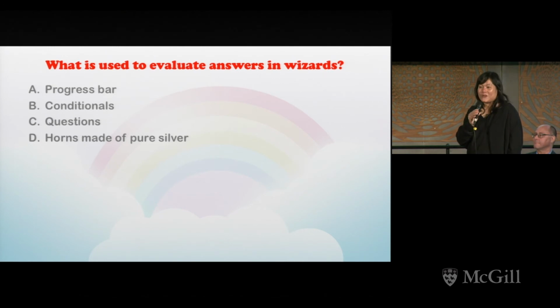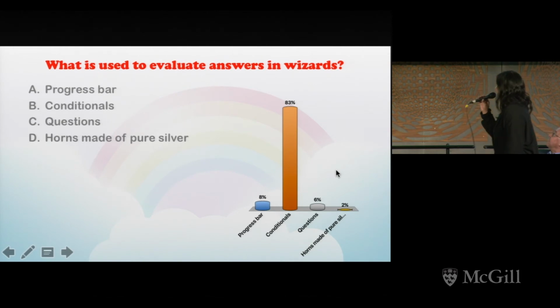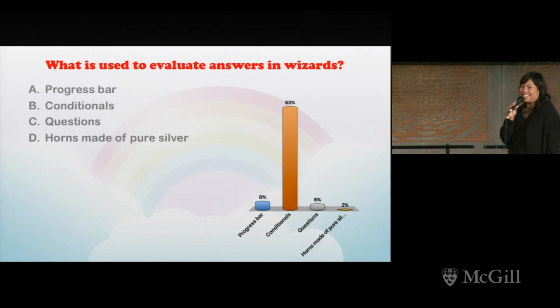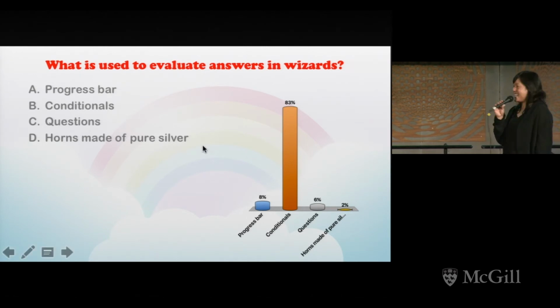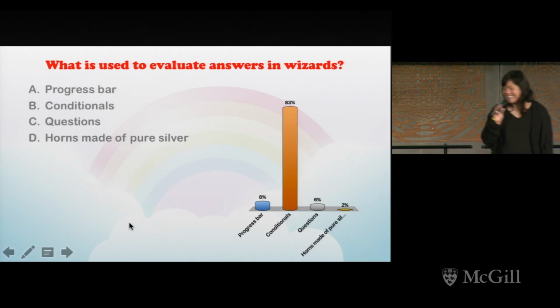And we will close the polling in 5, 4, 3, 2, 1. And let's see how we did. Great, okay. So 8% said progress bar, 83% said conditional, so everybody was listening that time around. Questions got a 6% answer, and 2% said horns made of pure silver. Thank you. Thanks, Leanne.